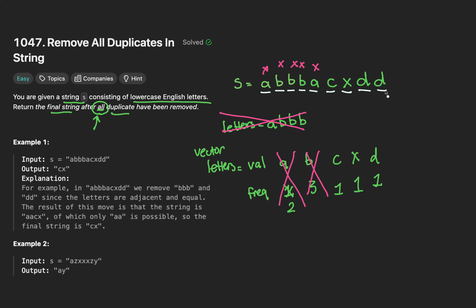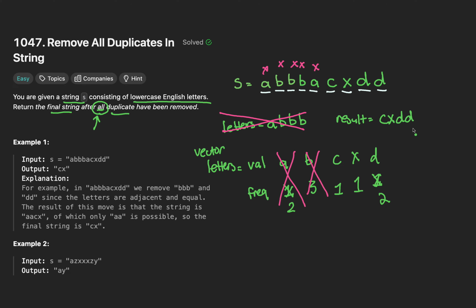On the last iteration, we repeat the logic. Do we pop the d before? No, we don't. Then, in regards to our current character, d, it's equal to the character before, also a d. Let's increment its frequency. And we're done. We have a final result of c, x, and 2 d's.